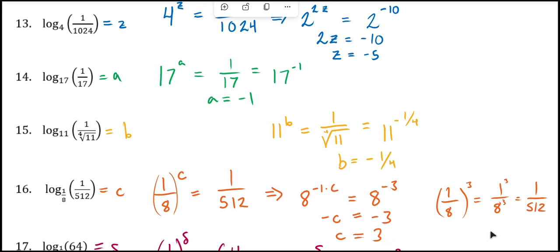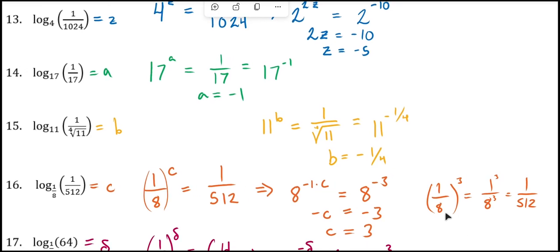And yes, that's true. We can always check our work the old-fashioned way by plugging in the value that we got and seeing that we get some reasonable output. Here, 1/8 to the 3rd power is 1 to the 3rd over 8 to the 3rd, but 1 to the 3rd is just 1, and 8 to the 3rd is 512.